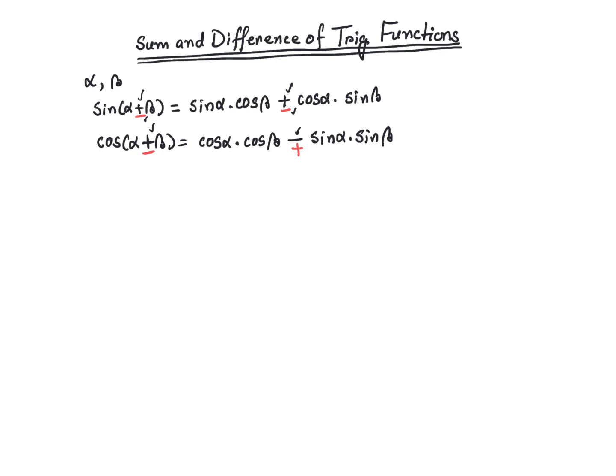Finally, tangent. So tangent of alpha plus beta is going to be equal to tangent of alpha plus tangent of beta divided by 1 minus tangent of alpha times tangent of beta. Again, please note the sign. On the top is positive, in the bottom is negative. Now, if I were to change it to negative, how is it going to change? So tangent alpha minus beta is going to make this minus and make this plus. That's the difference. So these are the basic sum and difference formulas for sine, cosine, and tangent.